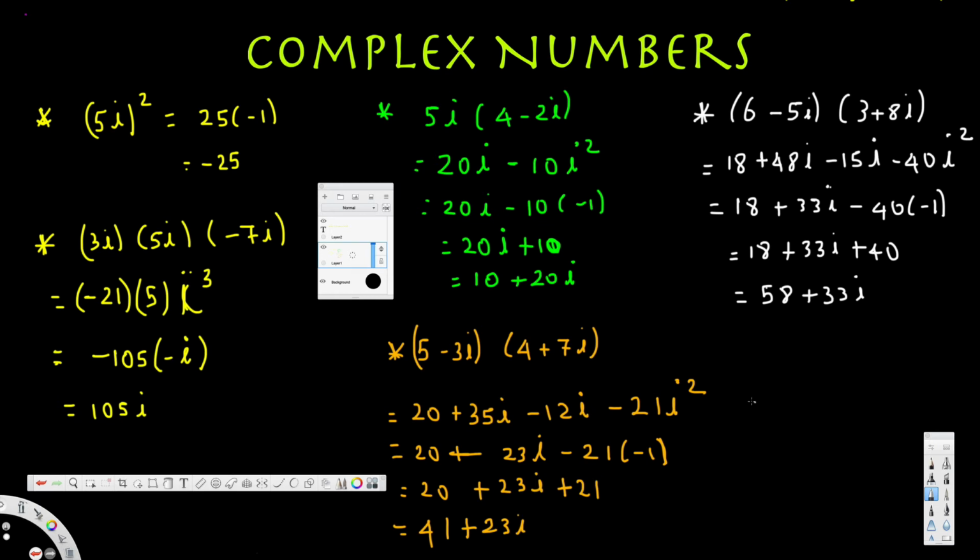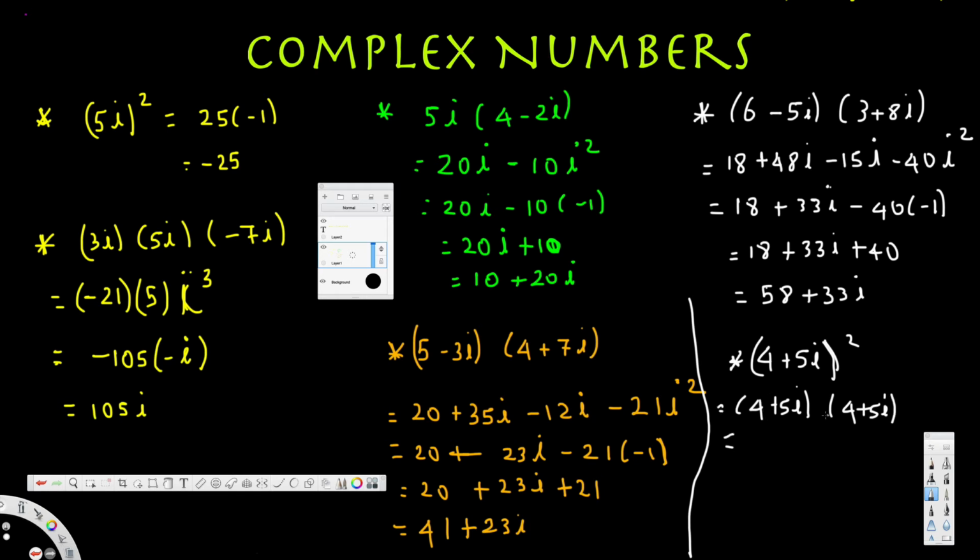Now let's look at another example. Let's say we have a question like this: 4 plus 5i whole squared. Now we know that if we have a square like this, we can expand it as 4 plus 5i times 4 plus 5i. Again, same approach as before. We just have to FOIL it first. 4 times 4 is 16, and 4 times 5i, that's 20i, and 5i times 4, that's 20i again, and then 5i times 5i is 25i squared.